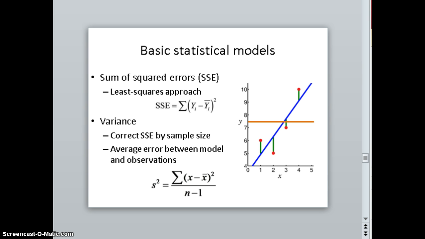We determine how well a model fits the data by computing the sum of squared errors. This is also called the least squares approach. We calculate how far each score is from the score predicted in our model. You can see here how far each of these data points is from the mean, let's say the mean is 7.5 here in gold, compared to this line of best fit here.